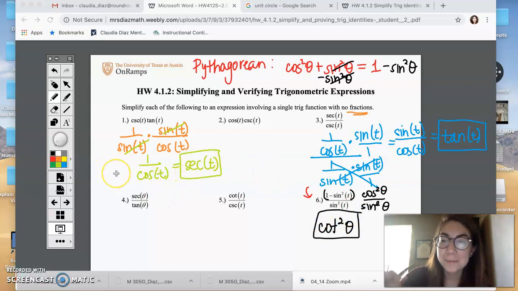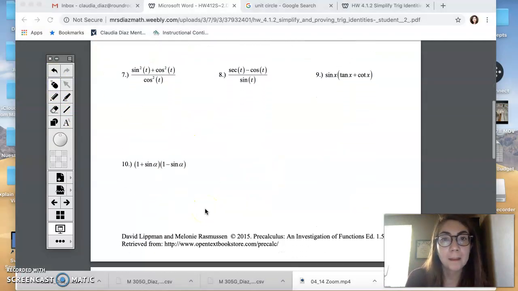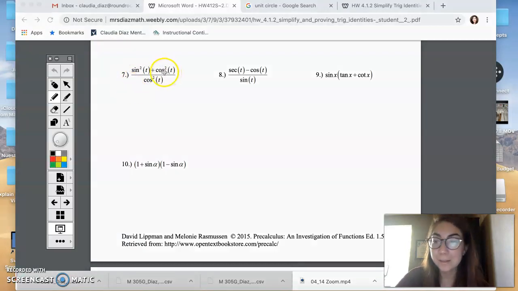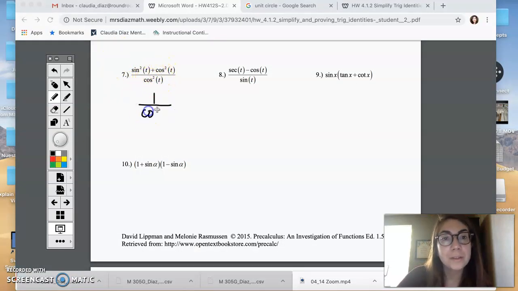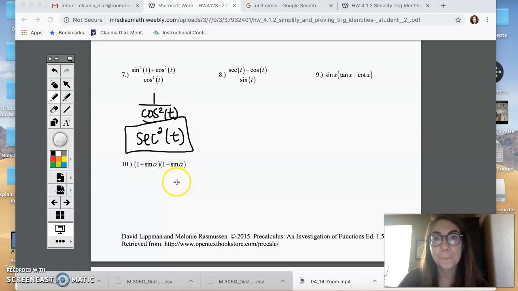I'm going to go ahead and skip down to the bottom to see what other examples I have here. It has been some time, you guys, so hopefully this is a good refresher, bringing back some of those memories. Let's look at number 7. We have sine squared plus cosine squared. That's an identity, that's 1, over cosine squared. Remember, 1 over cosine is secant. And it is squared because the cosine is squared, so it's secant squared.